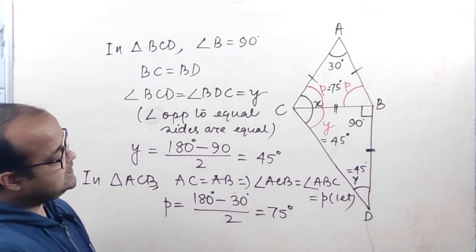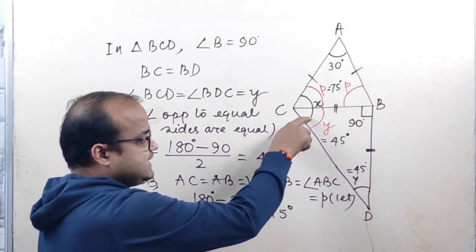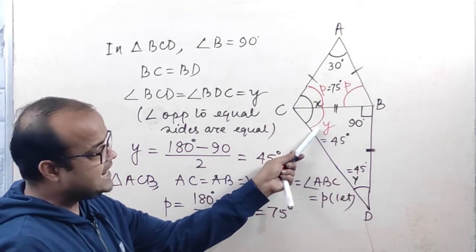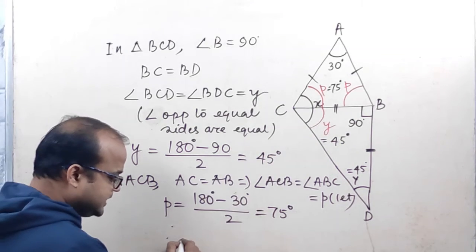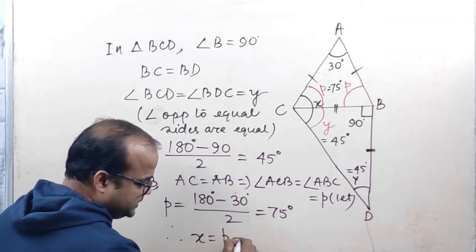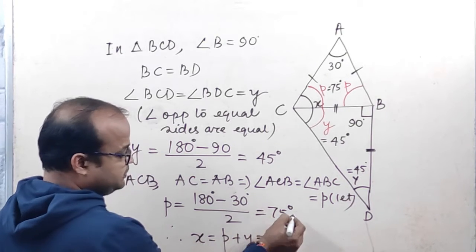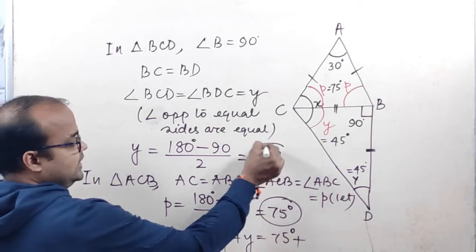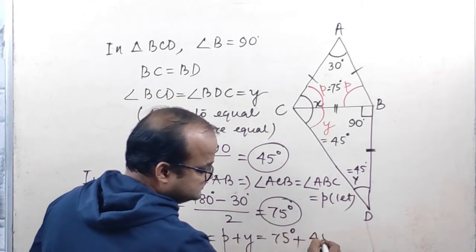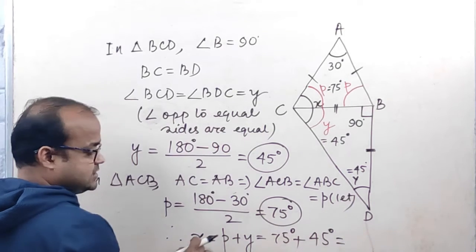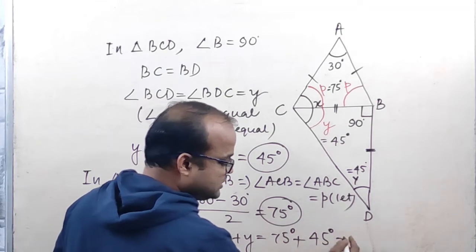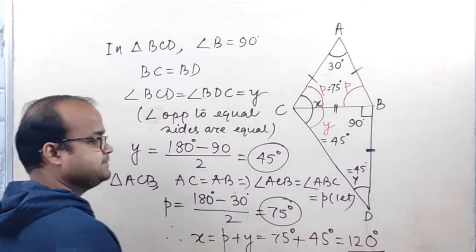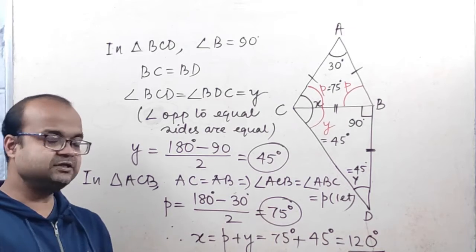Now if you see angle X, the entire angle is a sum of P and Y. So we can say that X equals P plus Y. Now P equals 75 degrees, Y equals 45 degrees. So X equals 75 plus 45 equals 120 degrees. I hope you understand this problem.